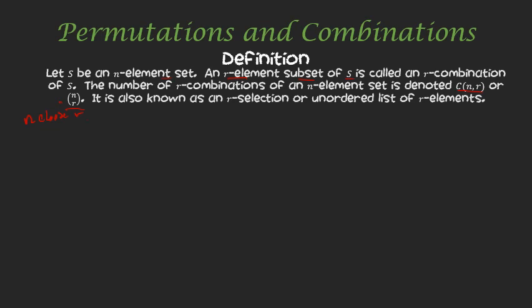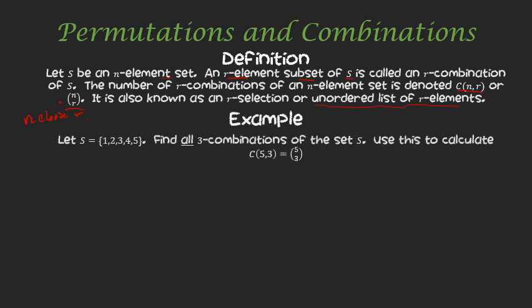Some other names for this: we could also call it an R selection, and this is really telling, it's an unordered list of R elements. We don't care about order with these.